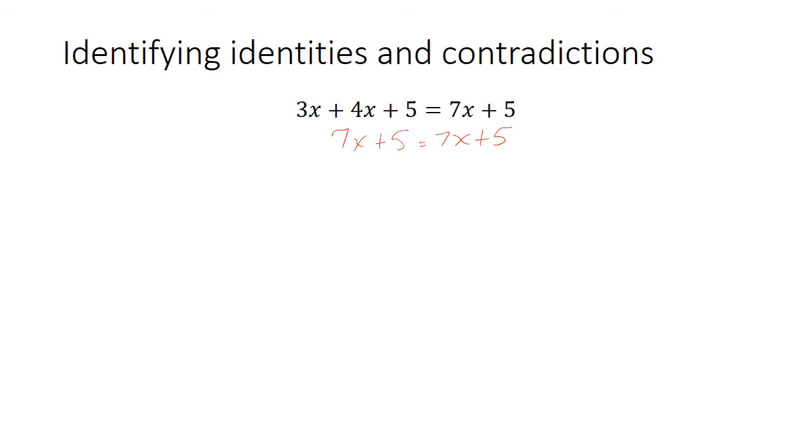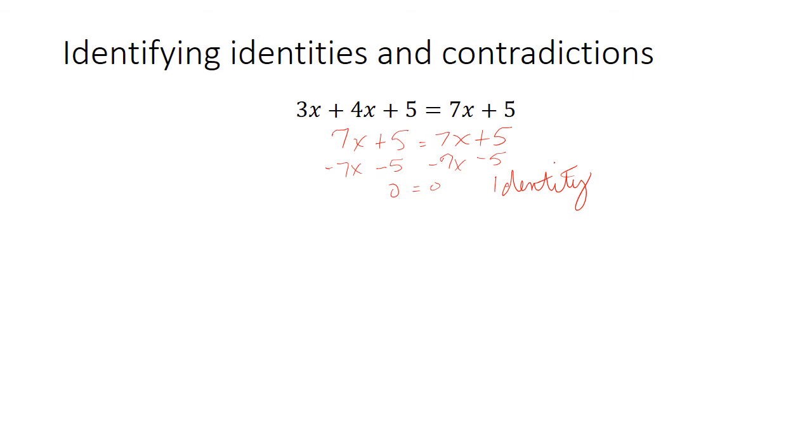So I'm going to show you what it looks like when you bring it down. So I'm going to move my 7x here. I'm going to move it to the other side. And I'm going to move this 5 to this side. And I'm going to end up with 0 equals 0. So that would be an identity.